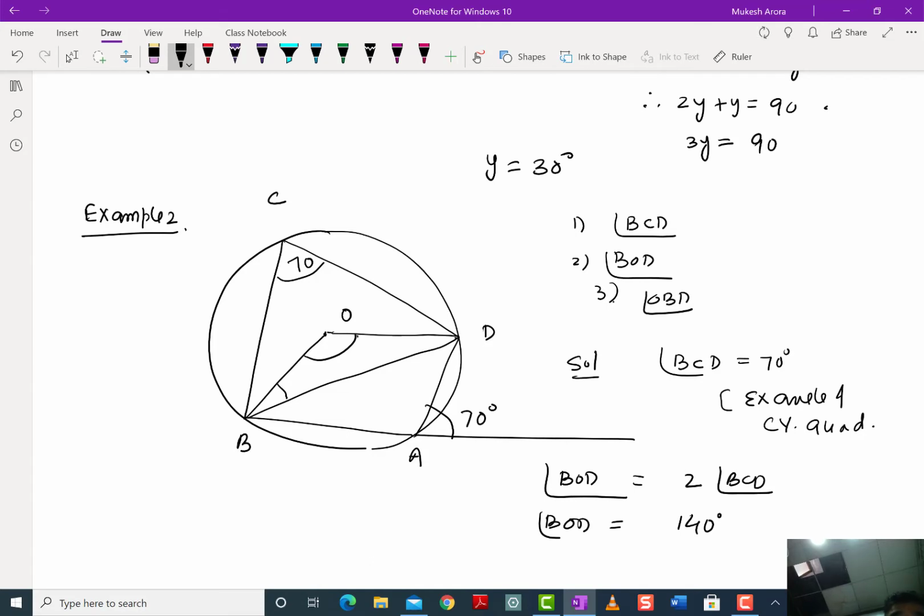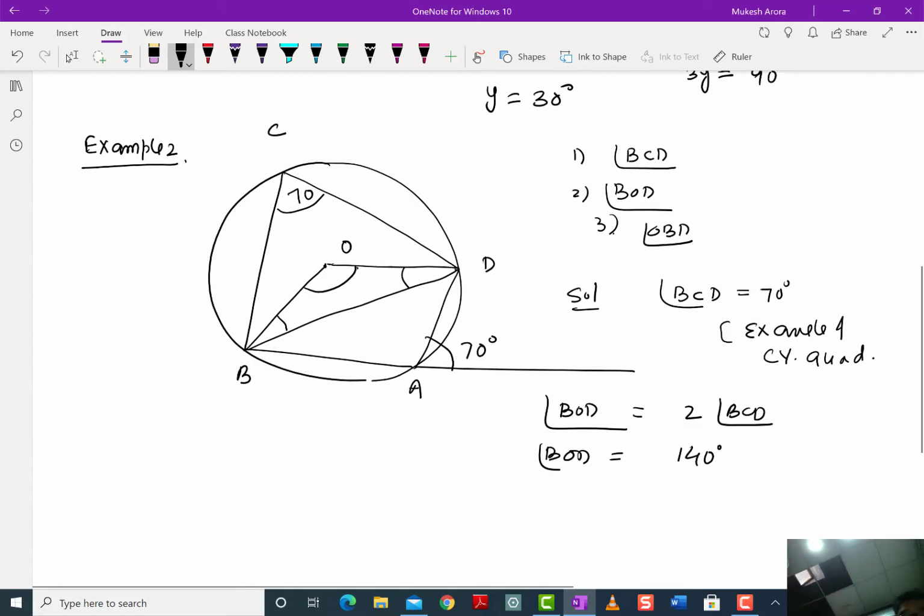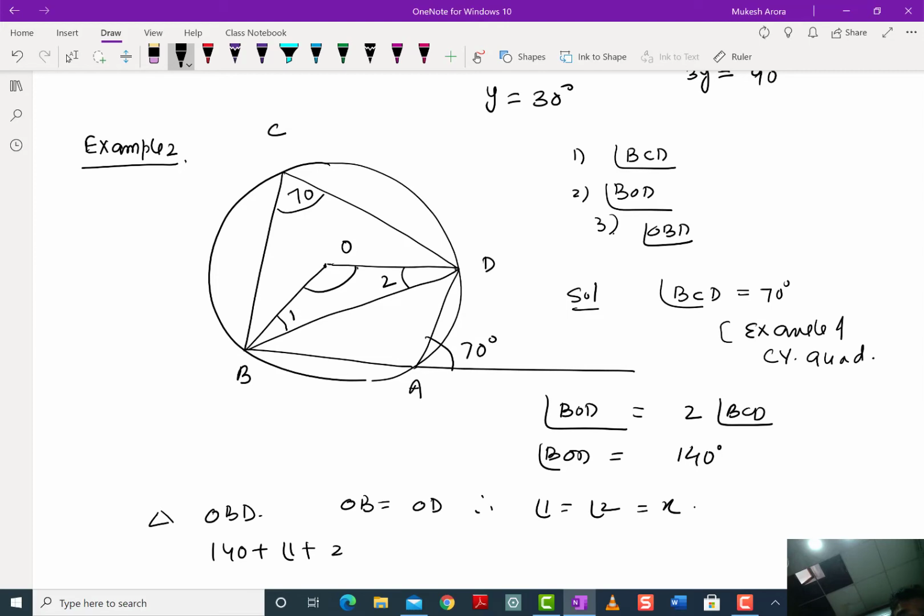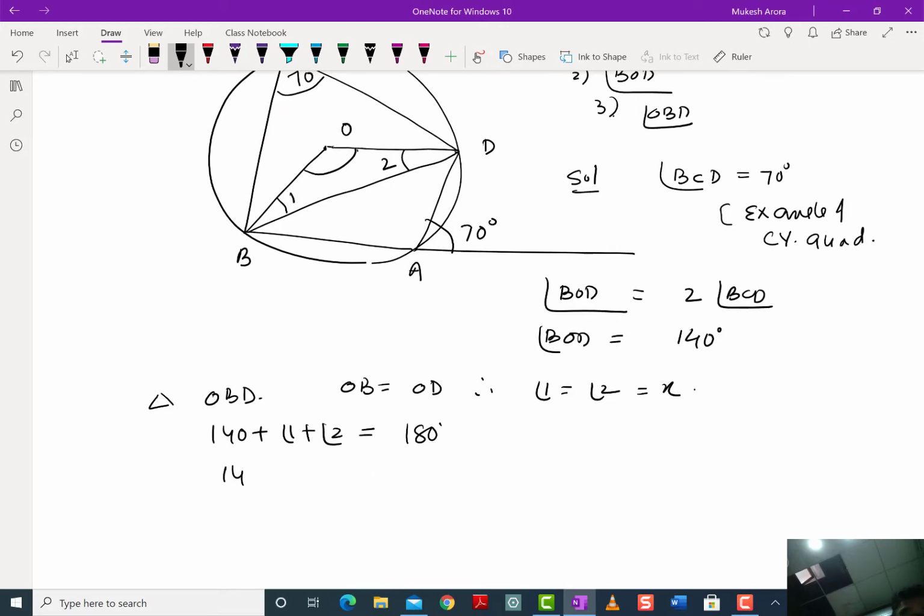OBD. In triangle OBD, OB is equal to OD, therefore angle 1 is equal to angle 2 is equal to X. So 140 plus angle 1 plus angle 2 is equal to 180. So 140 plus 2x is equal to 180, 2x is equal to 40, x is equal to 20 degree.